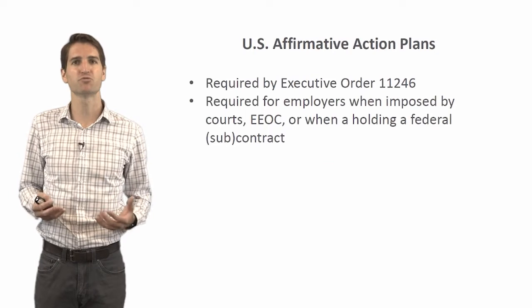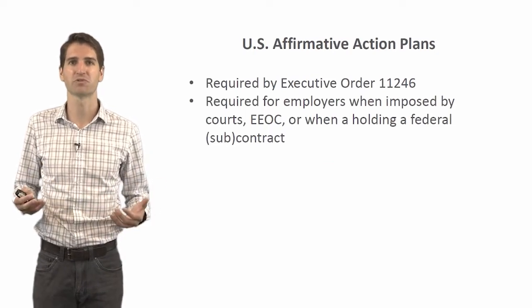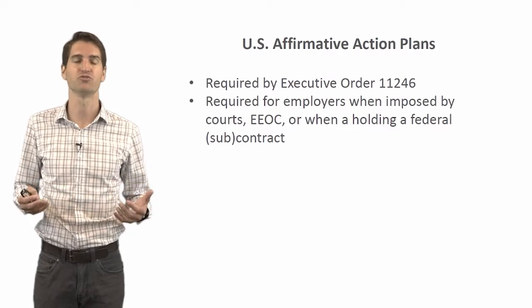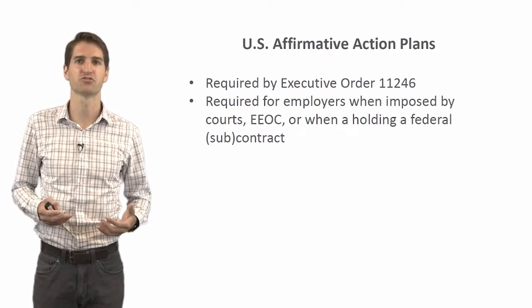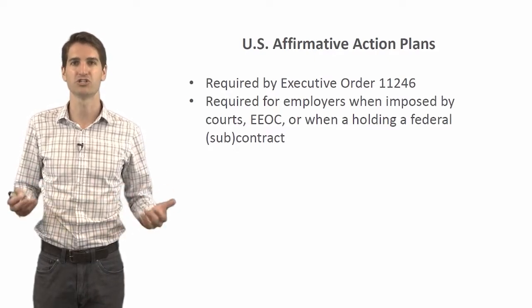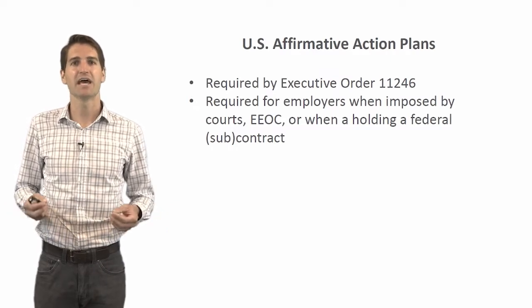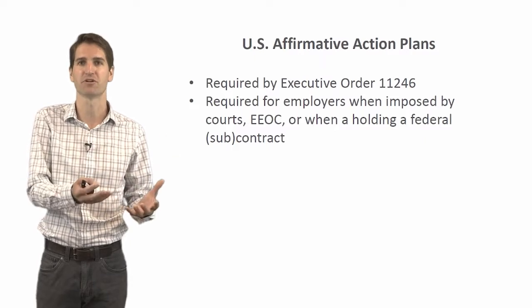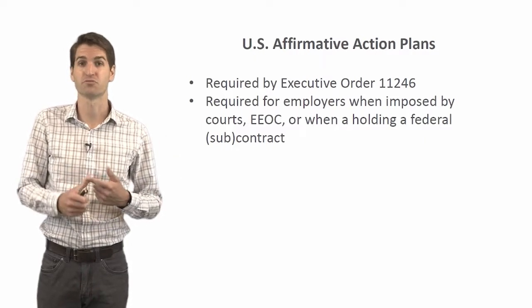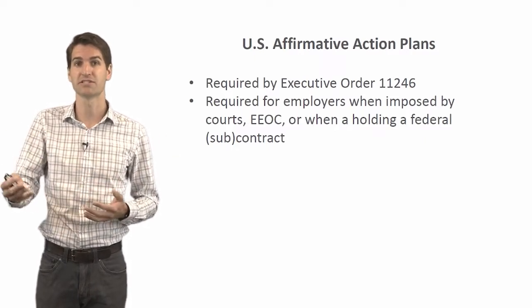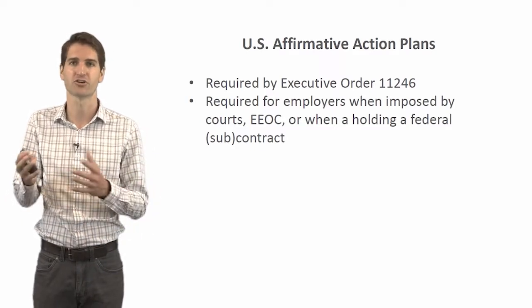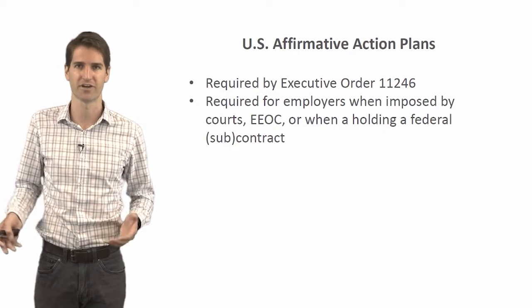In the US, we also have what are known as affirmative action plans, which were introduced by Executive Order 11246, signed by Lyndon B. Johnson in 1965. These affirmative action plans are required for employers when they are imposed by the courts, when the EEOC says the company needs to do it, or when the employer is holding a federal subcontract or contract of some kind above a certain value.